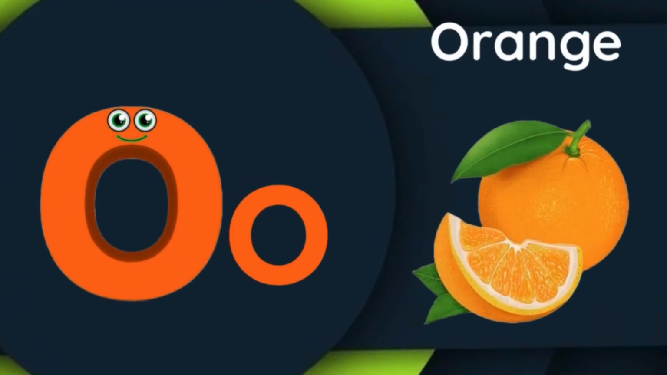O is for orange, orange. O ka phonics sound o. O is for orange. O, orange. O, R, A, N, G, E. Orange. Sing with me. O is for orange. O, orange. Very good. ऑरेंज का जूस पीना चाहिए हम लोग को एवरी डे.